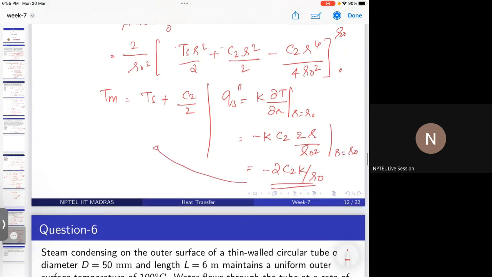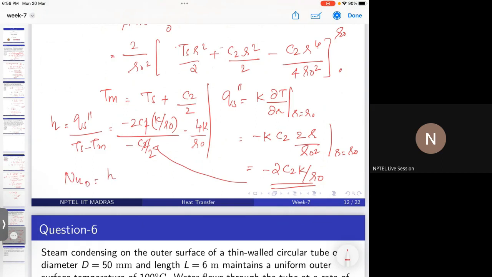So now it's just substitution. What is H? We have to find out, that is Qs double dot divided by Ts minus Tm. It is minus 2 C2 K divided by R0, divided by minus C2 by 2. If you cancel this, you will get 4K by R0. So what is Nu? That is HD by K. H is 4K by R0, D is 2 times R0, divided by K. R0, R0 cancels. It becomes 8. So I hope this was clear.